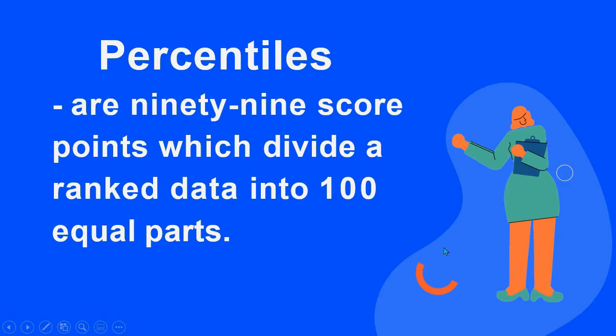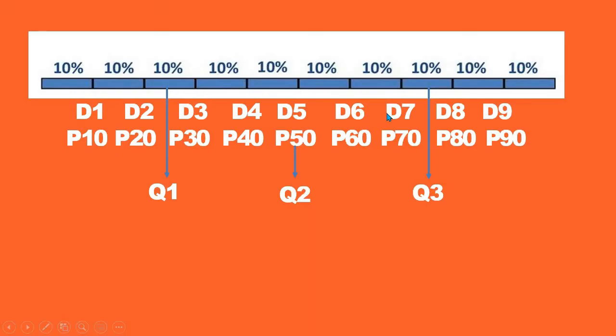Now, let's have percentiles. Percentiles are 99 score points which divide ranked data into 100 equal parts. So take note, decile is divided into 10 equal parts. For percentiles, it is divided into 100 equal parts. So for quartiles, we have 25% for each part. And for decile it is 10%. How about for percentile? It has 1% for each part. And we will have 99 score points for percentiles.